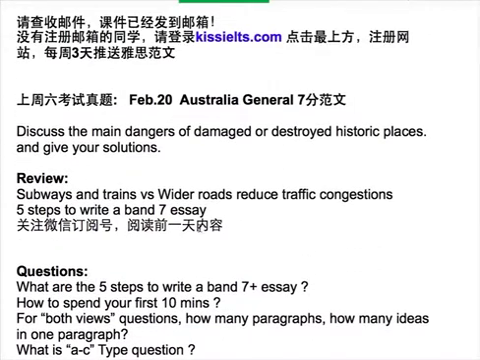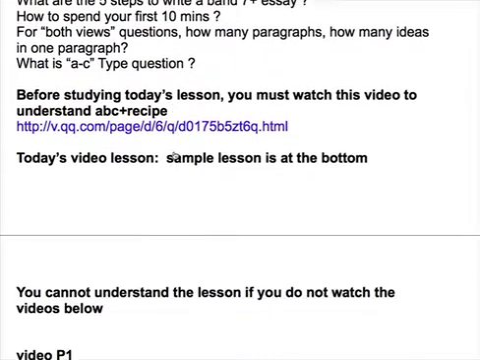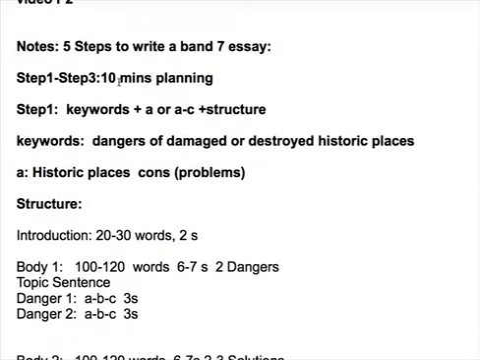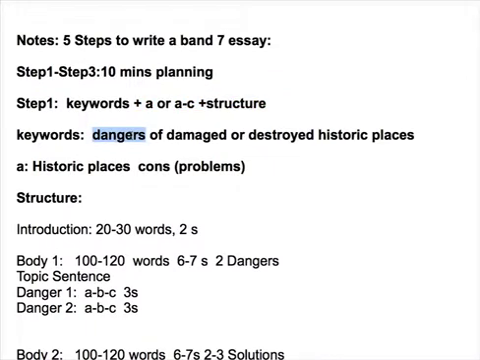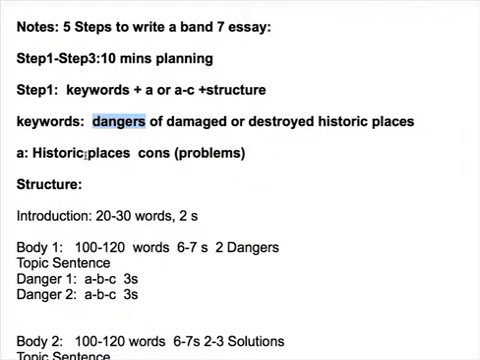So let's have a look at today's topic: discuss the main dangers of damaged or destroyed historical places. Okay, let's go to step 1. So step 1, we need to do the step 1 to 3. We need to do the 10 minutes planning, understand the keywords and the structure. Okay, keywords is dangers of damaged and destroyed historic places. And structure is A. So A is an open-ended one. We need to think about what are the problems once the historical places have been damaged or have been destroyed.